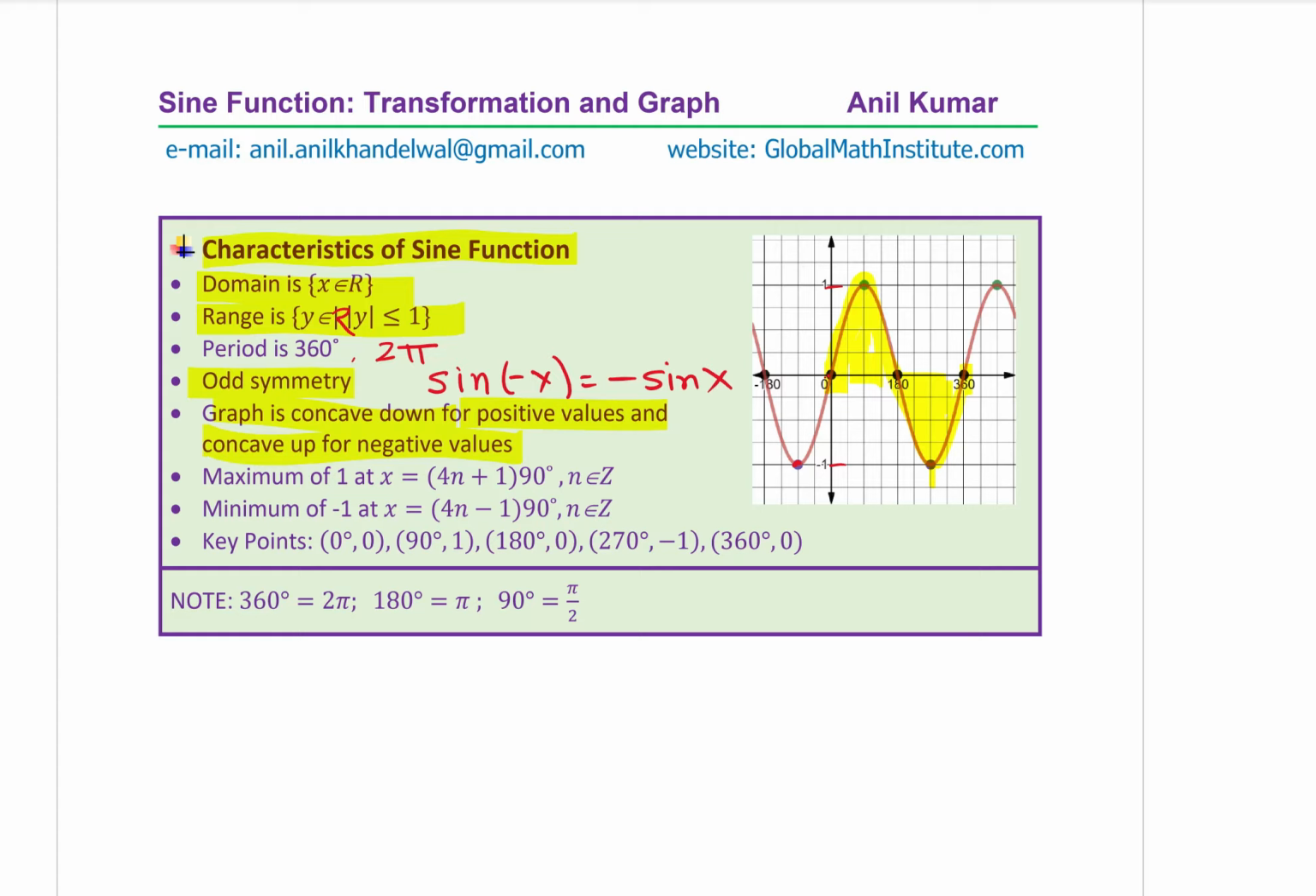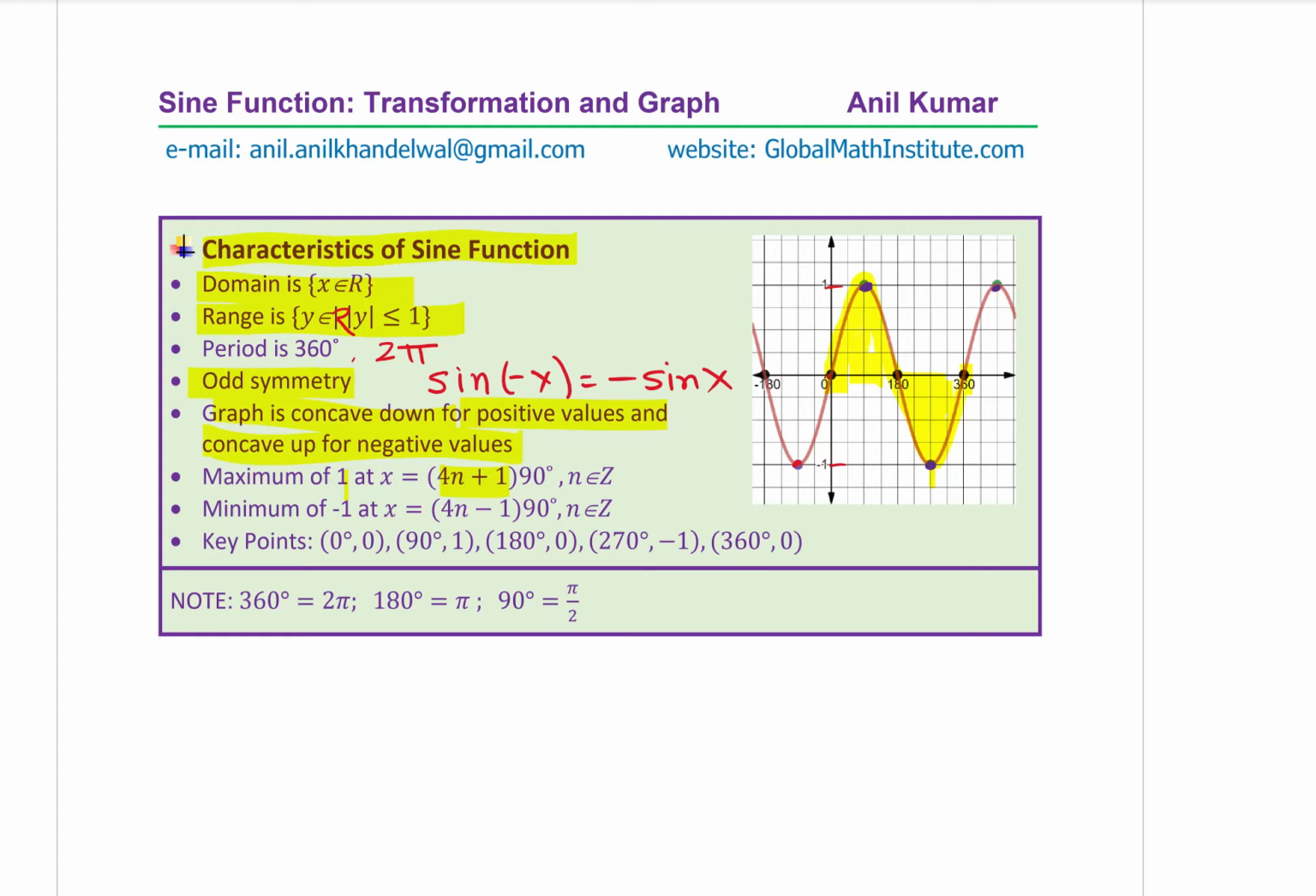Maximum of 1 is at x equals (4n + 1) times 90 degrees, where n belongs to integers. So that is the maximum value of 1, right? So it repeats after every period of 360 degrees, the first one being at 90 degrees or pi by 2. The minimum is at -1, here it is, and the very first one is at 270 degrees, but in general we can write this as (4n - 1) times 90 degrees, where n belongs to integers.